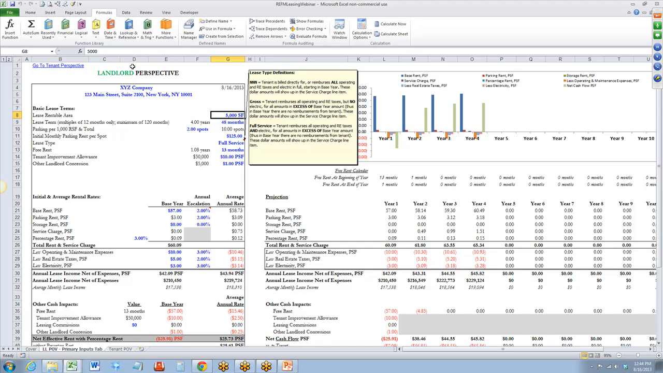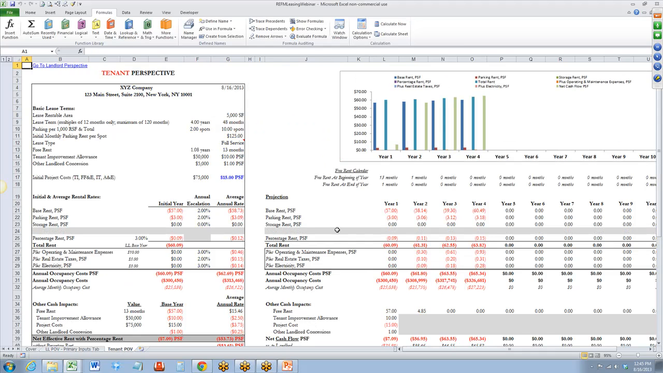Again, this is from the landlord perspective. We're going to show the dollars in the context of the landlord's point of view. So rents we're going to be treating as positive. And by contrast, when we get to the tenant point of view tab, we'll see a lot more red, because we'll show dollar amounts and cash flows from the tenant's perspective. So the rent in that case will be negative.